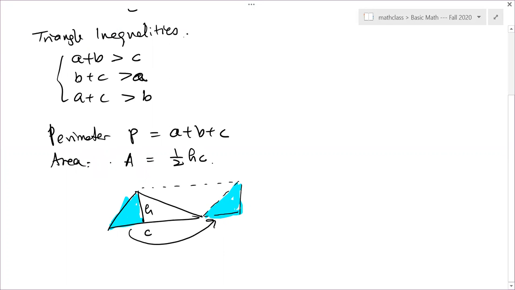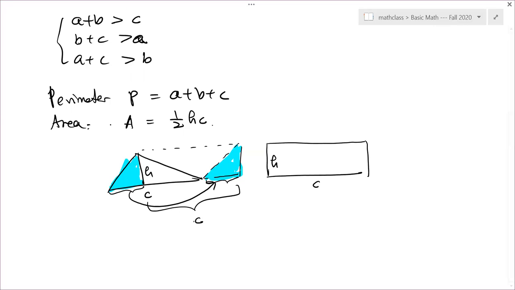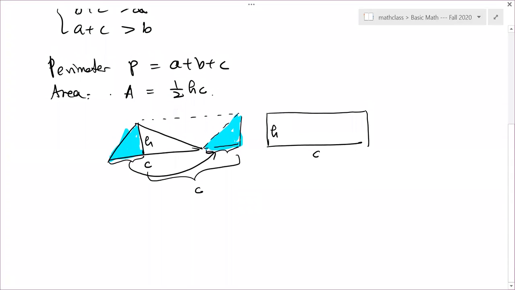So it is moved here, and what you get is a rectangle. The base is C, the other side is the height. Why is it C? Because you moved this piece to here, so the total length is still C. And the width of the rectangle is the height. So the area of this parallelogram is the area of this rectangle, C times H. Then divide by 2, and you get the area of the triangle. So we have those formulas.